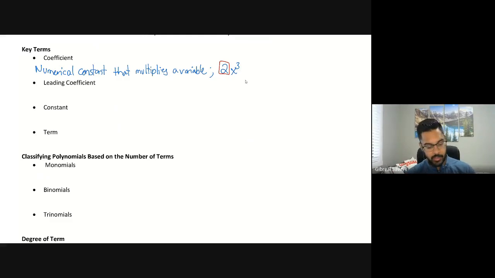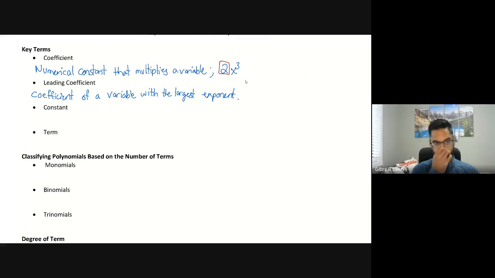Now, a leading coefficient is something a little bit different, and that's going to be the coefficient of a, let's say, for now, let's just say variable with the largest exponent. So in a polynomial, we could have multiple terms, poly meaning many, nomial meaning term. So we could have multiple terms. Now our leading coefficient is going to be the coefficient of the one that has the biggest exponent.